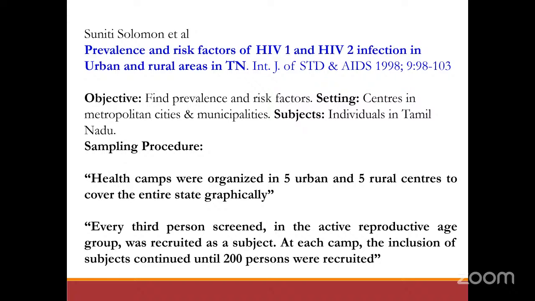This camp was organized in 5 urban centers, and every third person was screened, like we had seen in systematic random sampling. Every third person screened in the active reproductive age group was recruited as a subject. At each camp, the inclusion of subjects continued until 200 patients were recruited.